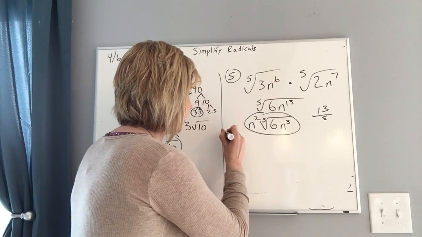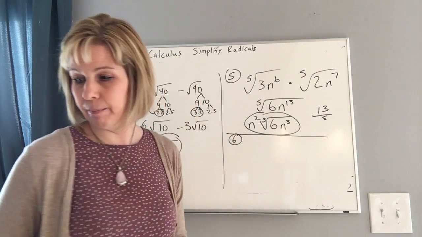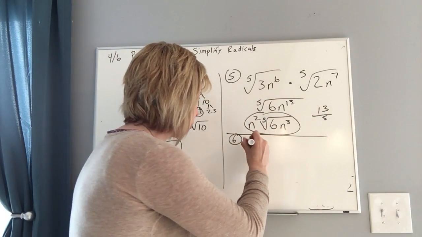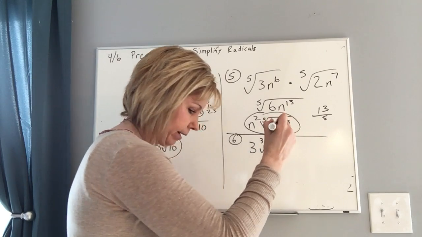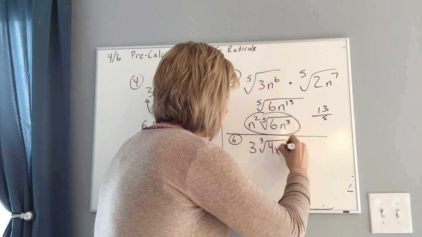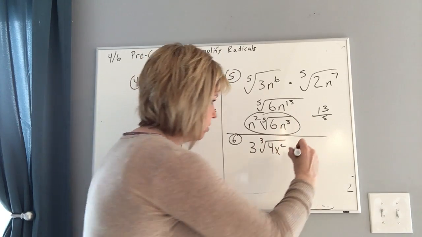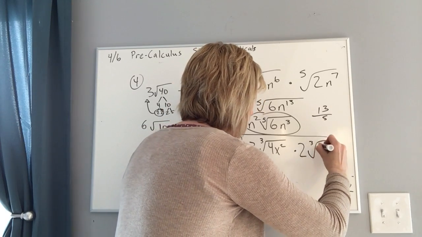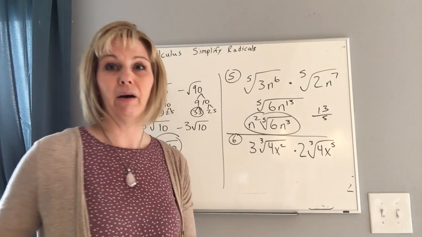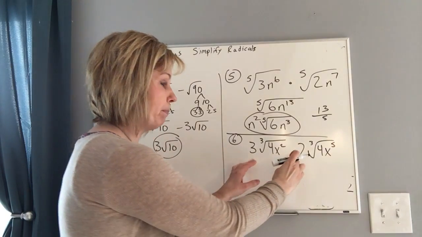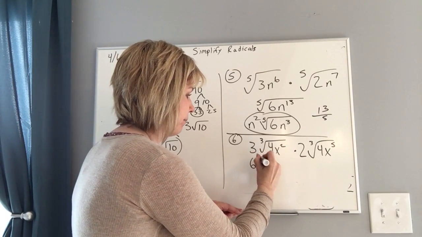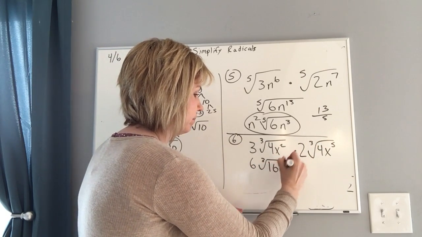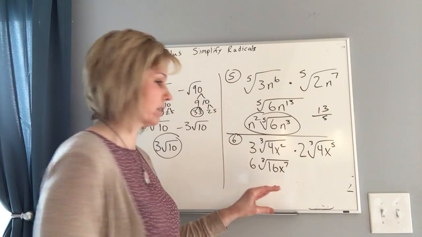So let's try one more of that type. For number 6, we've got 3 times the cube root of 4x squared times 2 times the cube root of 4x to the 5th. Just like when we multiplied radicals, numbers outside get multiplied. We got 6 here. As long as it's the same root, we can multiply underneath. 4 times 4 is 16. And then when we multiply, we add exponents. We get x to the 7th.